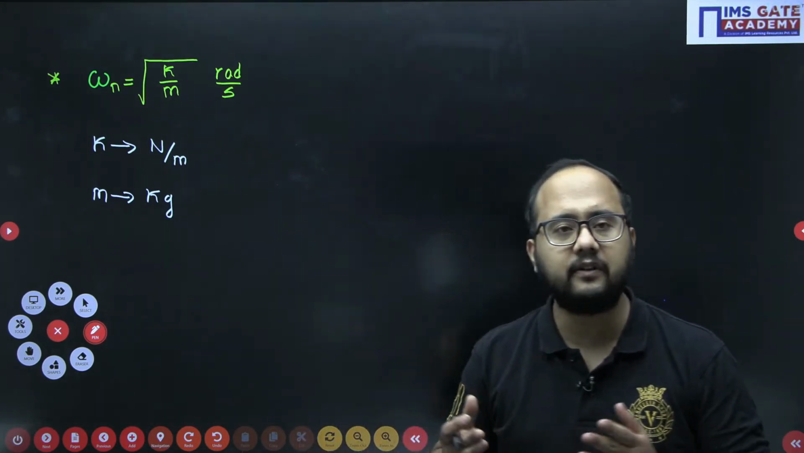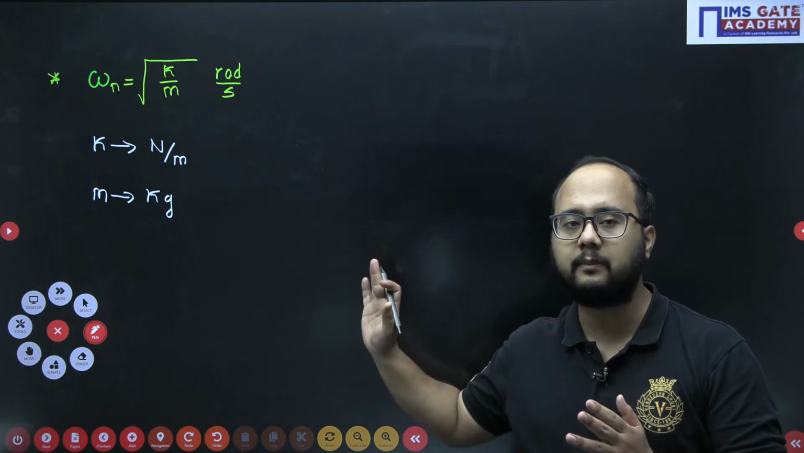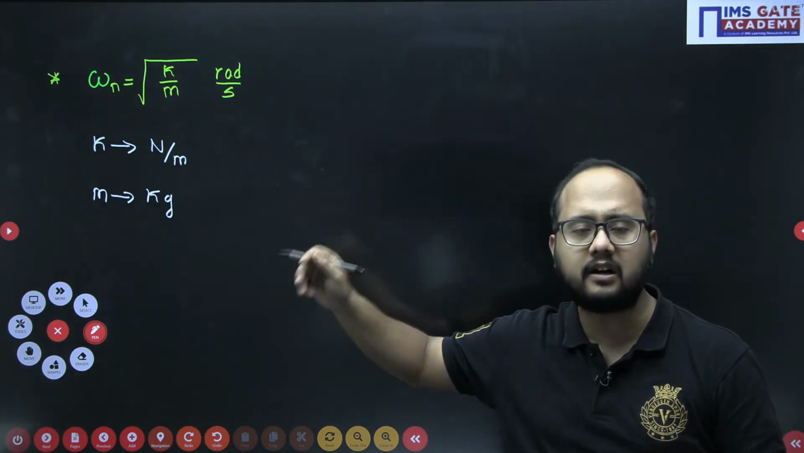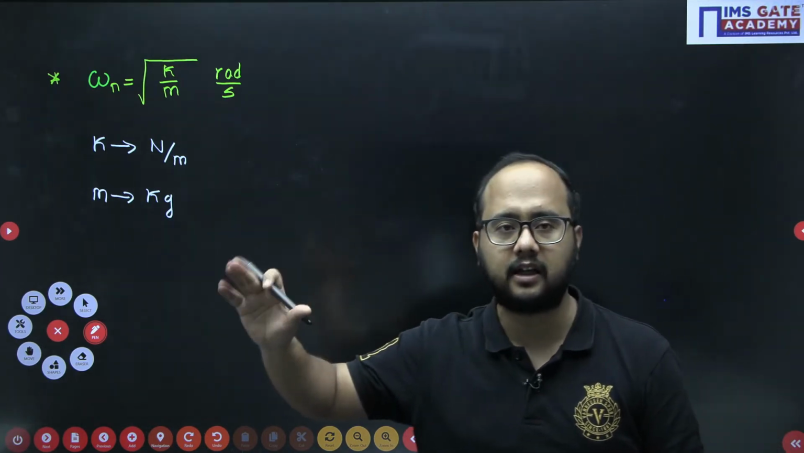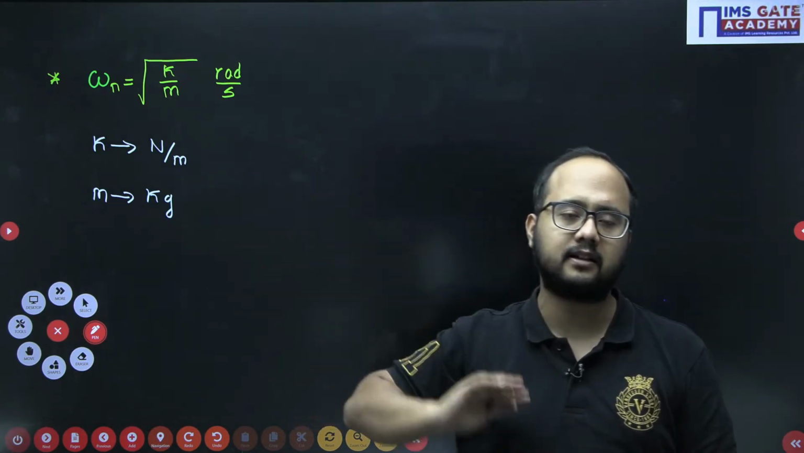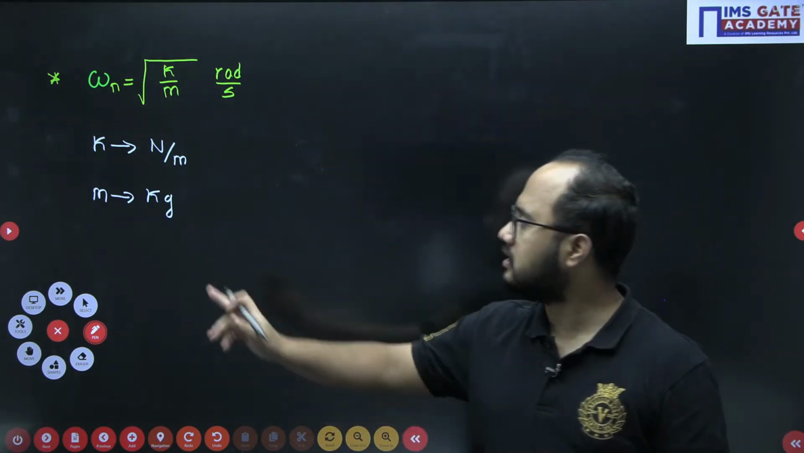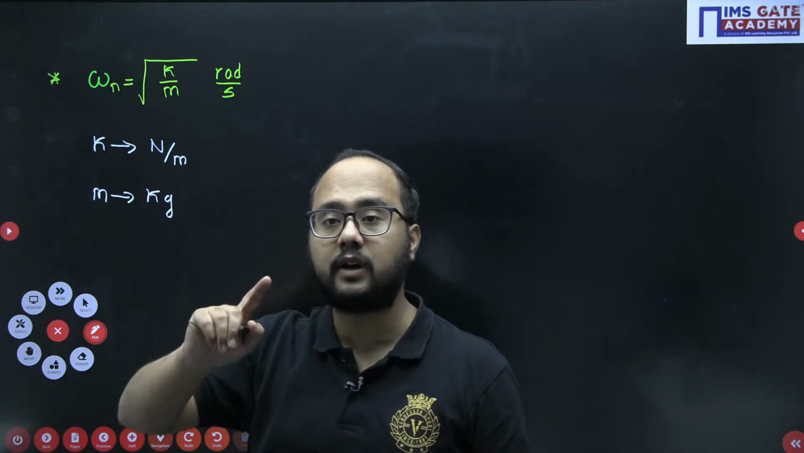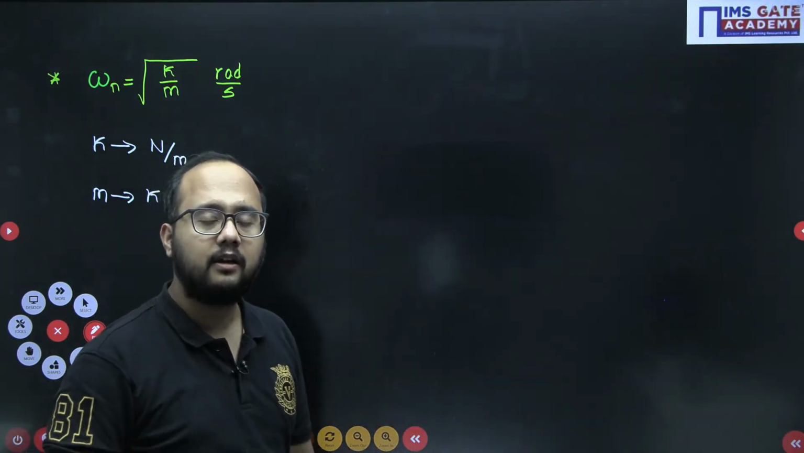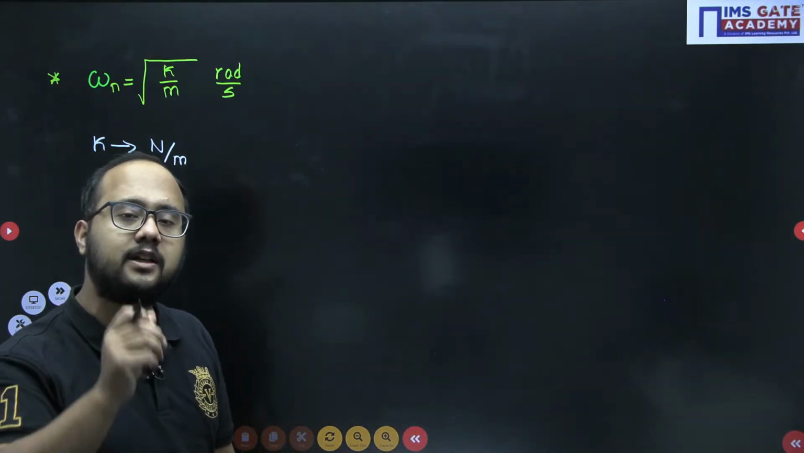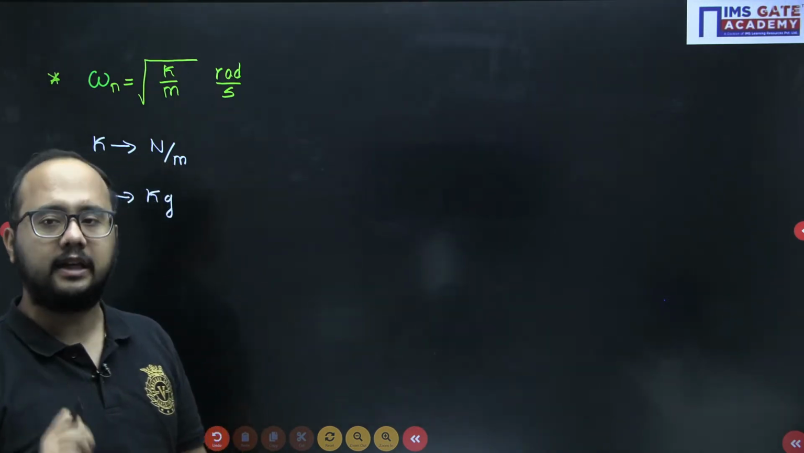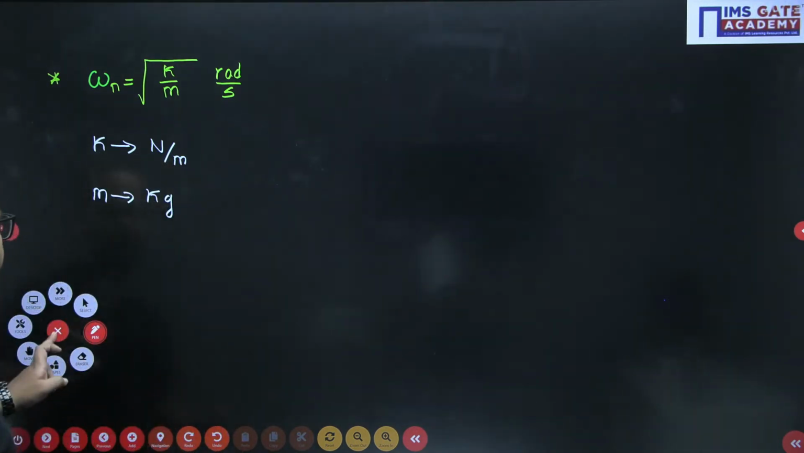So directly they will give 5 kilonewton as the stiffness, and generally most of the students make the mistake of putting 5 as it is. That is wrong, because the unit is Newton per meter. So for 5 kilonewton per meter, what should I write? I should write 5000 Newton per meter. I hope this is clear.